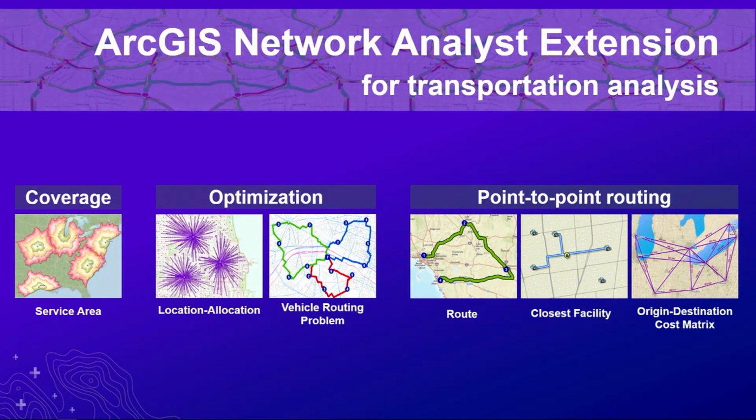The ArcGIS Network Analyst Extension is the part of the software that's for solving transportation analysis problems. There are tools for assessing the coverage of different facilities, like service area, for optimizing things like site location with location allocation, or optimizing fleets of vehicles with the vehicle routing problem solver, and for point-to-point routing. For example, with the route solver, you can answer, how do I get from point A to point B? And with the closest facility solver, you can answer the question, what is the closest facility? And you can also solve origin-destination cost matrix problems.